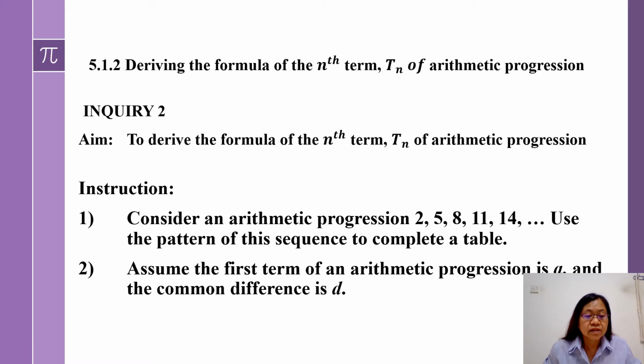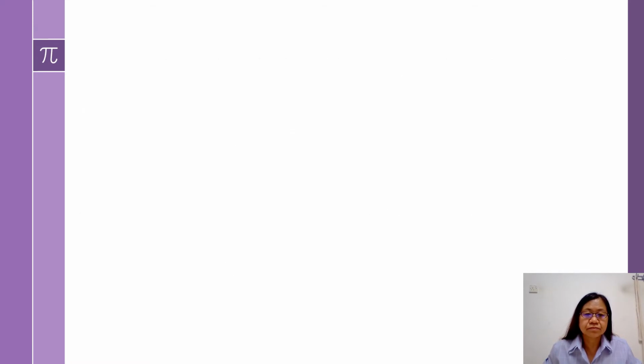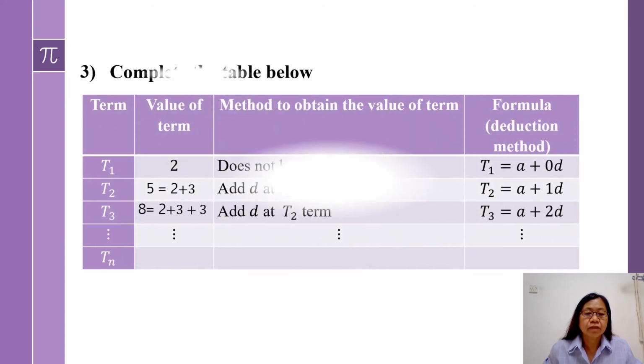Okay, 1. Consider an arithmetic progression 2, 5, 8, 11, 14, and so on. Use the pattern of this sequence to complete the table. Assume the first term of an arithmetic progression is A and the common difference is D. Now complete the table below.